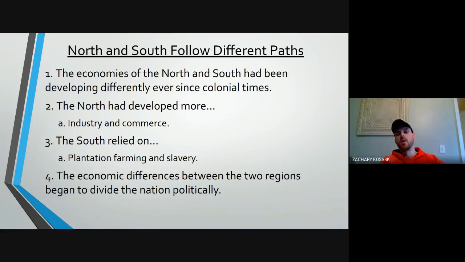The South relied primarily on plantations and farming, and at that time, if they were doing that, they were required to use slaves as a way to work those farms. So these economic differences really begin to take each area in different directions. The North is going to definitely separate themselves from slavery, and the South is going to become more dependent on it.